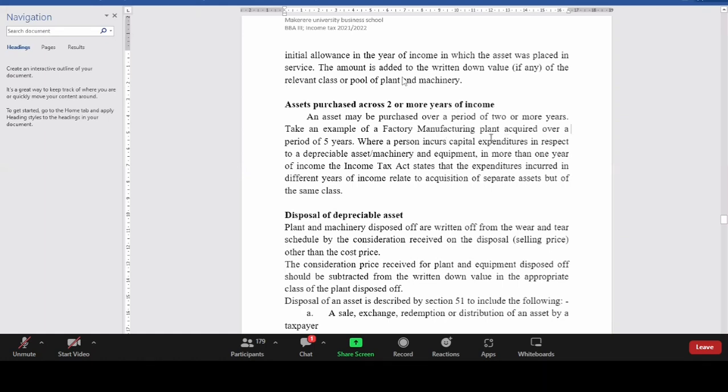Take an example of a factory equipment plant acquired over a period of 5 years, where the person incurs an expenditure in respect of depreciable assets or machinery and equipment, and it is more than 1 year of income. It exceeds 1 year of income. It is, in short, it spreads into 2 years or more. The Income Tax Act states that the expenditure incurred in different years of income relates to acquisition of separate assets, but of the same class. It is tricky, but if I'm to explain, it relates much like construction work or development.